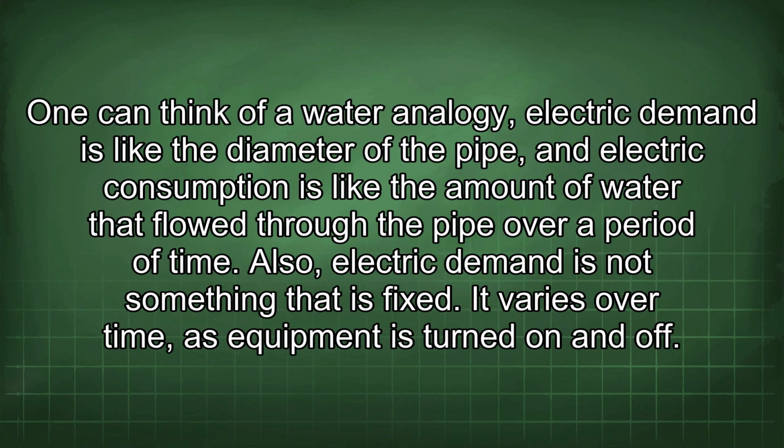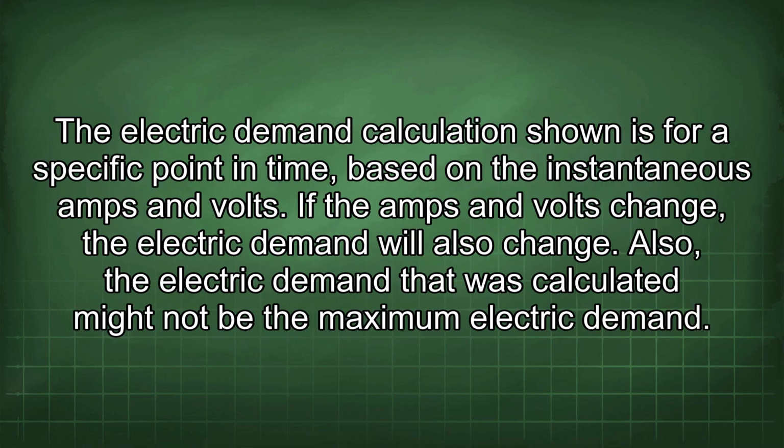One can think of a water analogy. Electric demand is like the diameter of the pipe, and electric consumption is like the amount of water that flowed through the pipe over a period of time. Also, electric demand is not something that is fixed. It varies over time as equipment is turned on and off. The electric demand calculation shown is for a specific point in time, based on the instantaneous amps and volts. If the amps and volts change, the electric demand will also change.